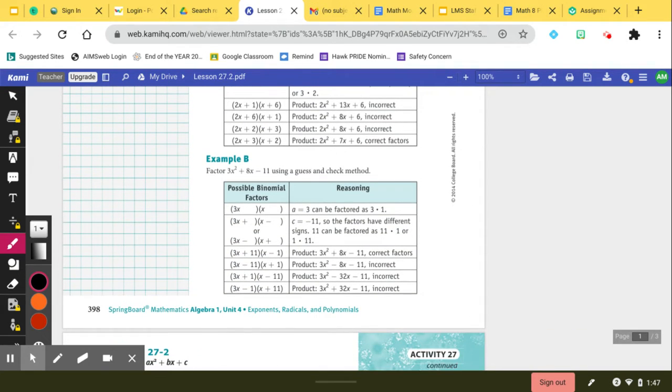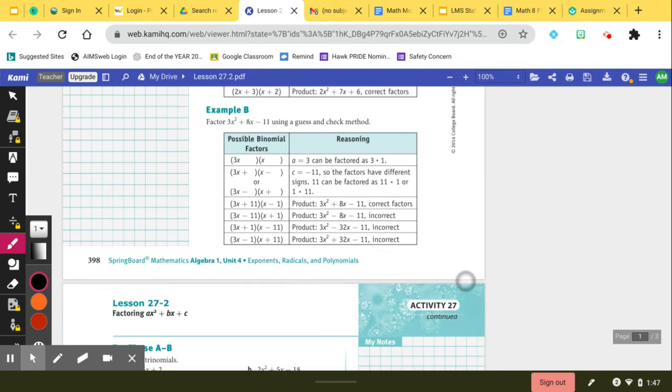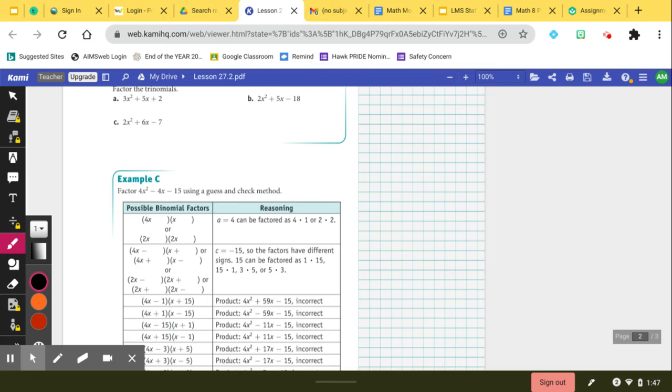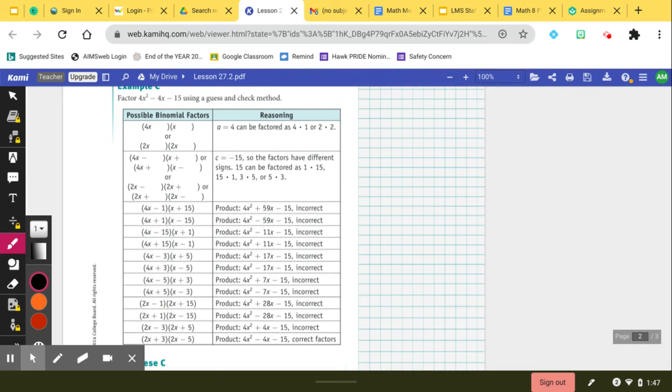Example B, same thing. I have 3x squared plus 8x minus 11 using the guess and check method. Again, the factors need to be 3x and x, so we know the first two terms of my binomials. However, let's go to example C. I have to factor 4x squared minus 4x minus 15 using the guess and check method, and that's a lot of work because my first terms could be 4x and x or 2x and x, and that's just one number with two pairs of factors.